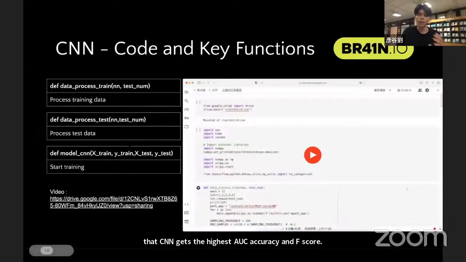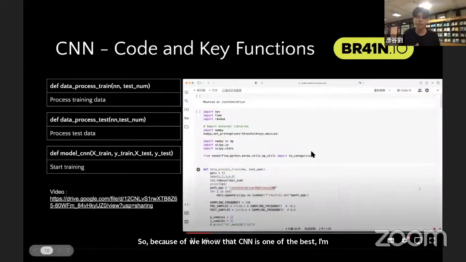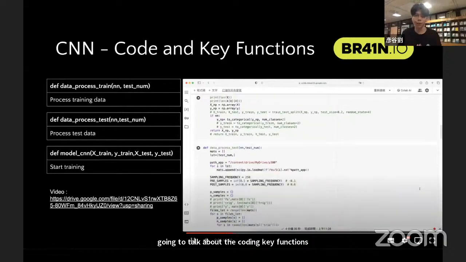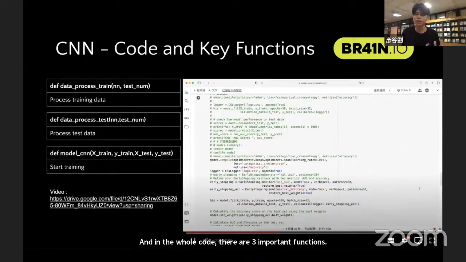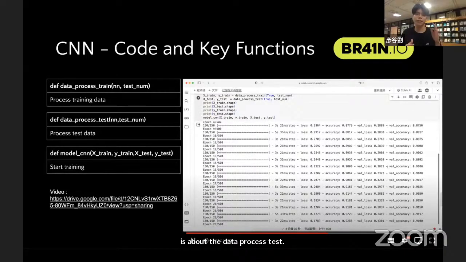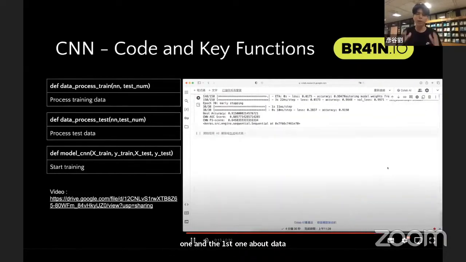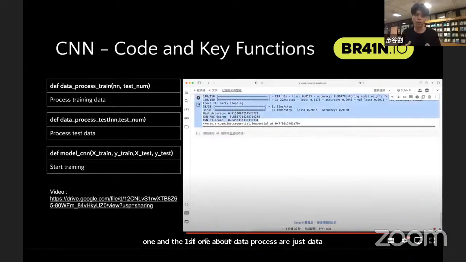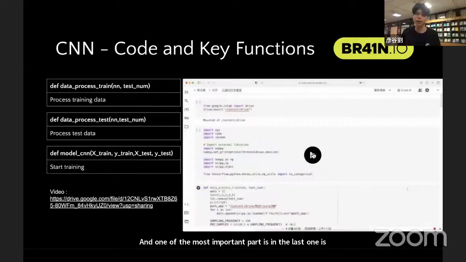Because we know that CNN is one of the best, I'm going to talk about the code and key functions. In the whole code, there are 3 important functions. The first one is data process train, the second is data process test, and the last one is model CNN. The first two are just data processing for training and testing. One of the most important parts is the last one, model CNN. We implement how we use CNN for training the model here.